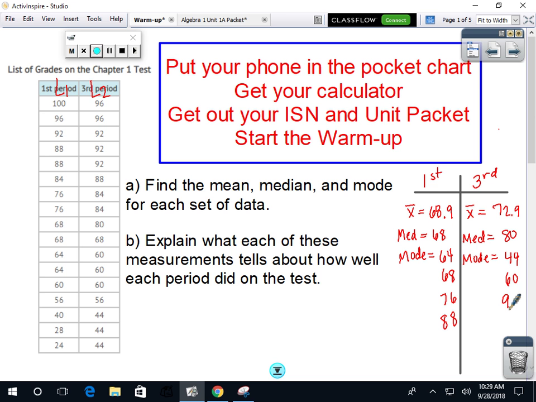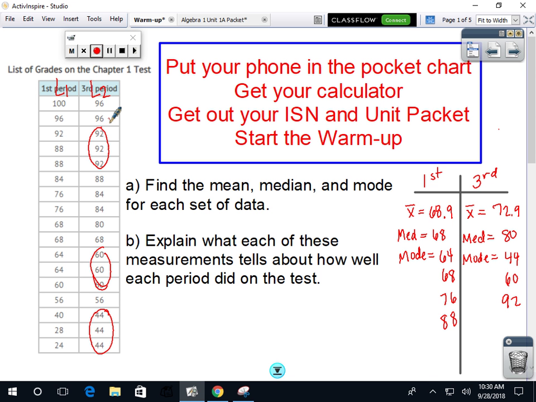44, 60, 92. That's what you said? Okay, because all of those occur 3 times. You got 3 44s. You got 3 60s. Oops, I kind of missed that last one. And then 3 92s. And no other numbers occur 3 times except for those 3, so those are your modes. Okay, any questions about that?